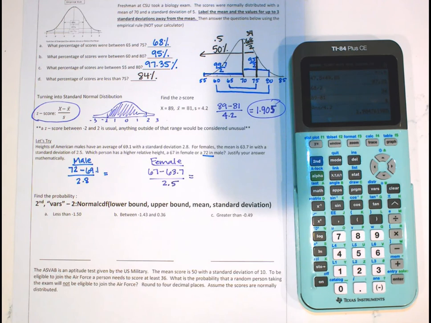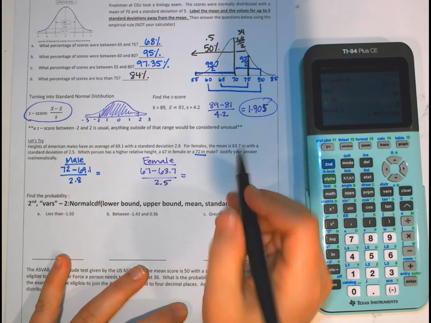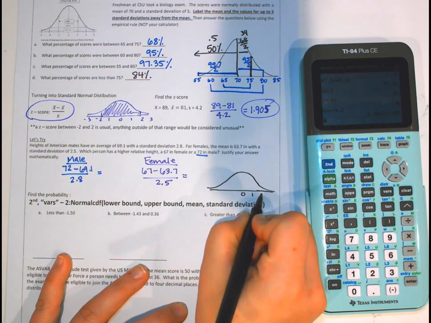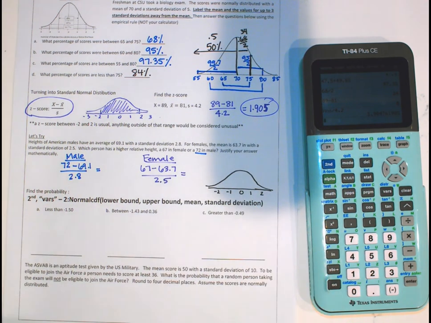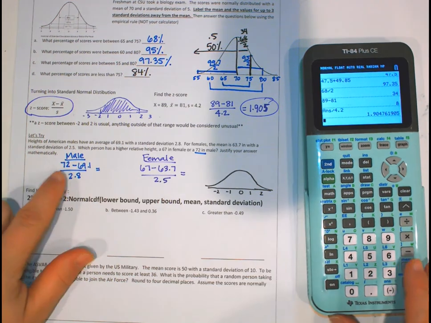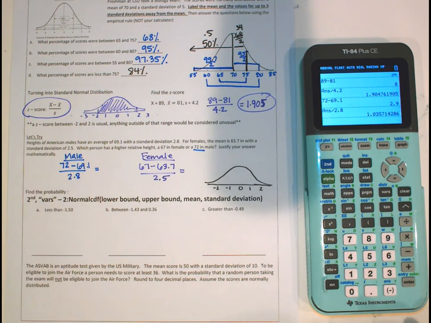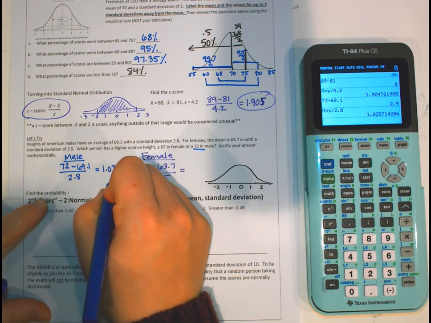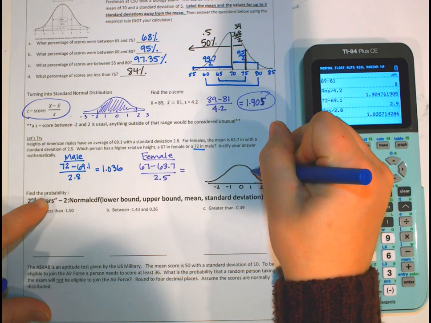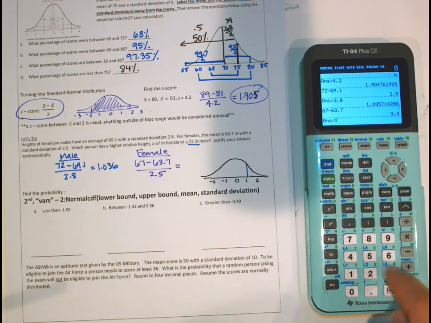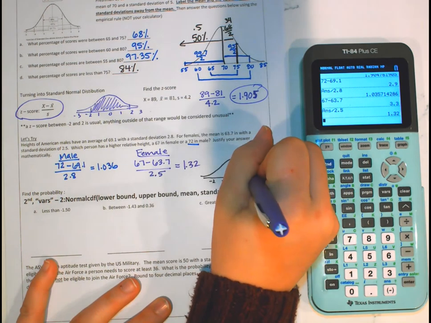So when we find both those z-scores, it's going to place us on a standard normal curve that we can then compare results. When I find the male, 72 minus the mean, divided by 2.8, I get 1.036. So that's right about there. Then when I find my female score, 67 minus 63.7 divided by 2.5, I get 1.32. So that would be a little bit past that.